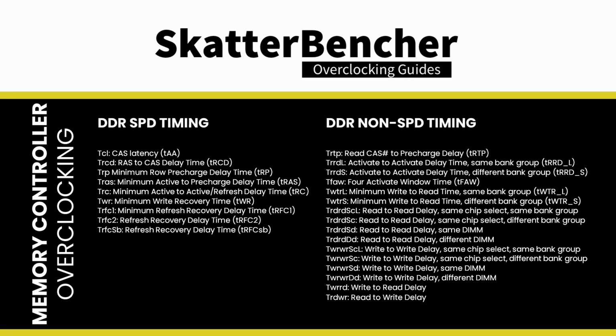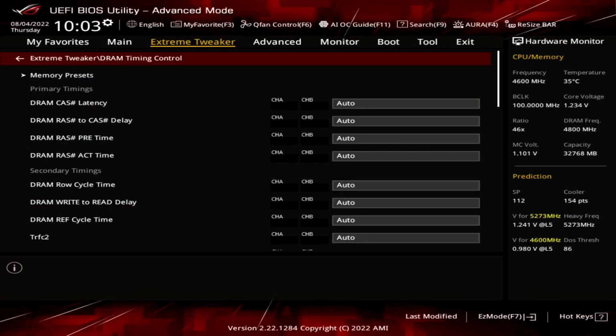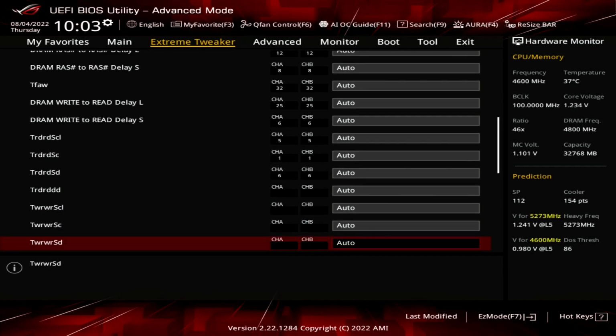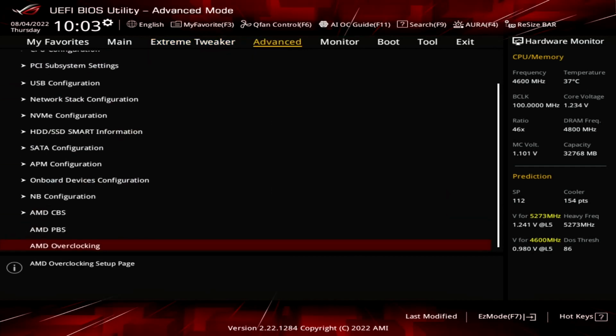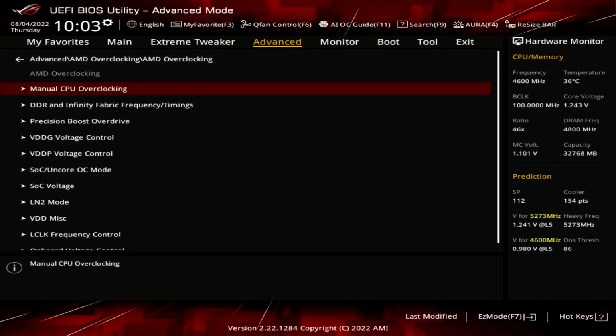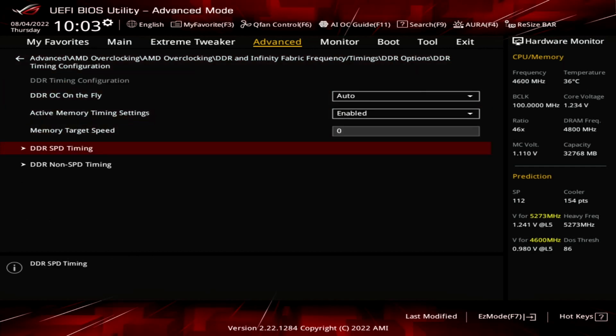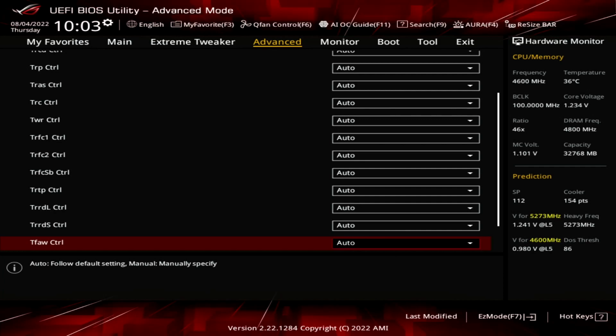Here's a full list of the memory timings override that AMD Raphael supports. In the Asus ROG BIOS, you can access the memory timings in the Extreme Tweaker DRAM Timing Control submenu. Alternatively, you can also access the memory timings in the AMD Overclocking DDR SPD timing and DDR non-SPD timing submenus.